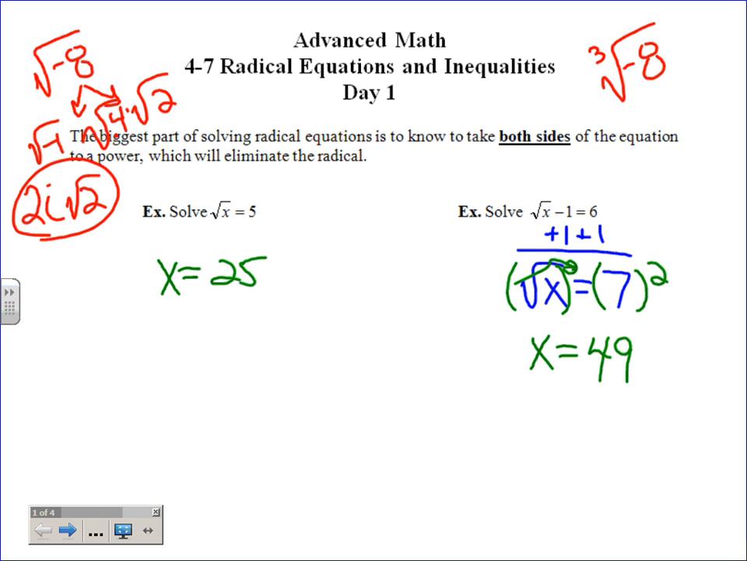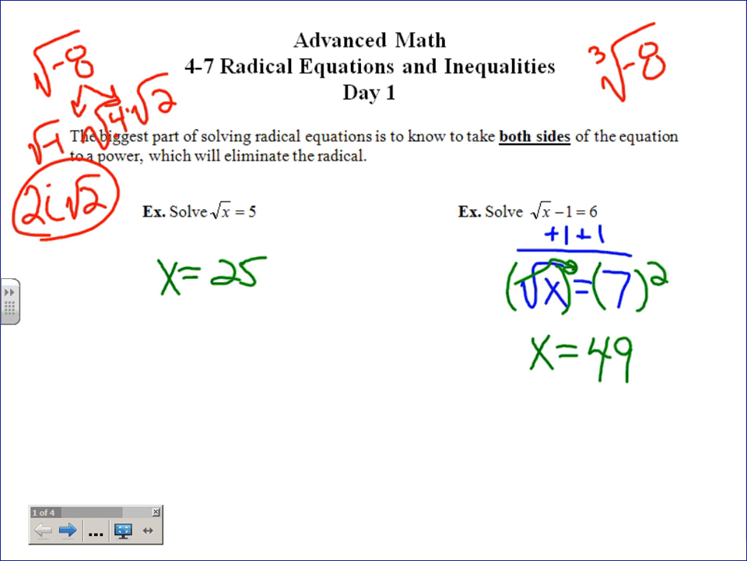How about the cube root? Because remember, square root means take something times itself. And apparently, if I take 2i square root of 2 times itself, I'm going to get -8. Okay? Here, it's something times itself and then times itself yet again to get there.